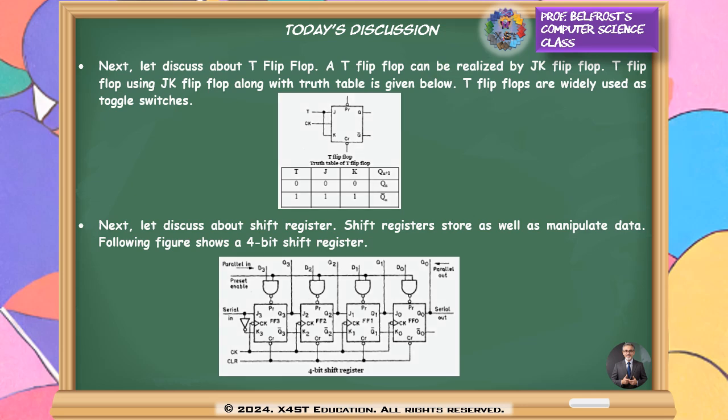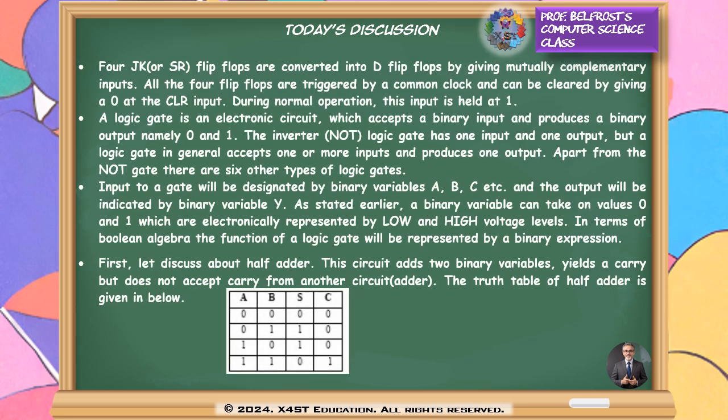You see that the JK or SR flip-flops are converted to D flip-flops by giving mutually complementary inputs. And all the 4 flip-flops are triggered by a common clock and can be cleared by giving a 0 at the clear input, and during normal operation the input is held at 1.